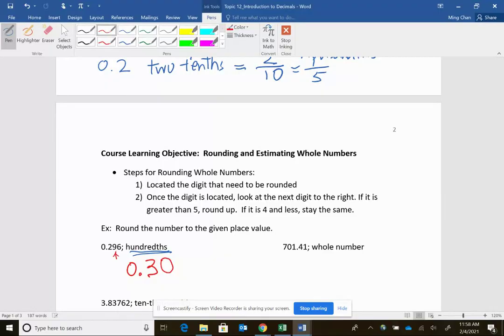All right, round to the nearest whole number, or round to the nearest ones, is referring to the ones position. The digit to the right of my ones position is 4. 4 will make my 1 stay the same. So my answer is about 701.